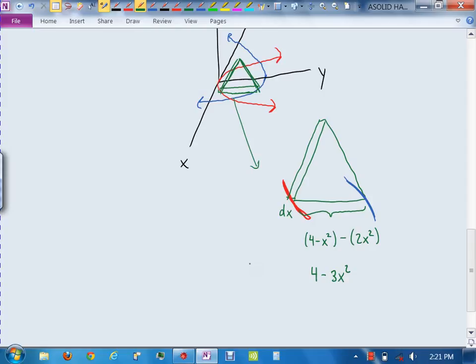Now, there are two ways to find the area of a triangle. There's area is 1/2 base times height. Anybody know the other one?